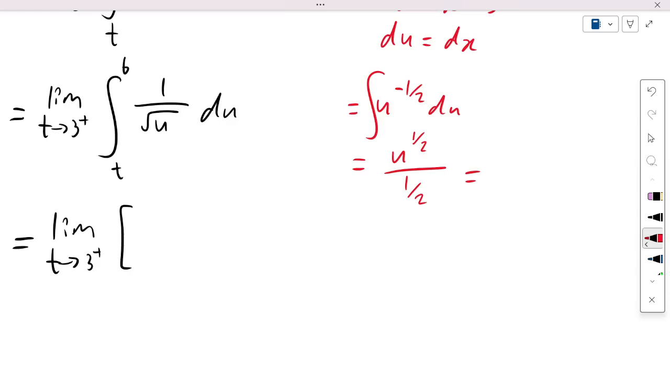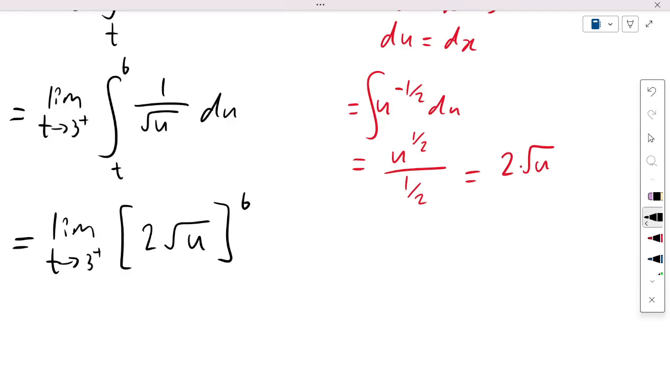And what can we say? This is then going to be simplified as 2 multiplied by u to the power of a half. But we know that to the power of a half means the root of whatever variable. Okay, so that's what we're going to have. So therefore, in this bracket, we're going to have 2 root u, evaluated from t to 6.